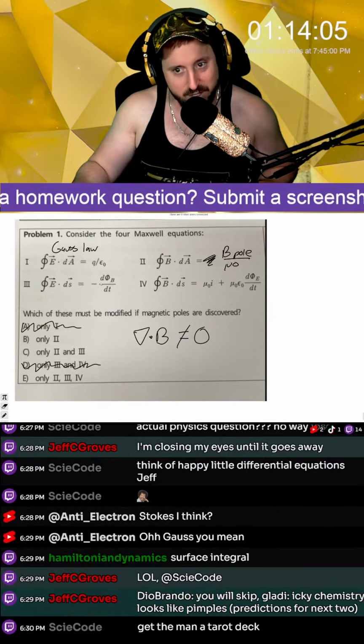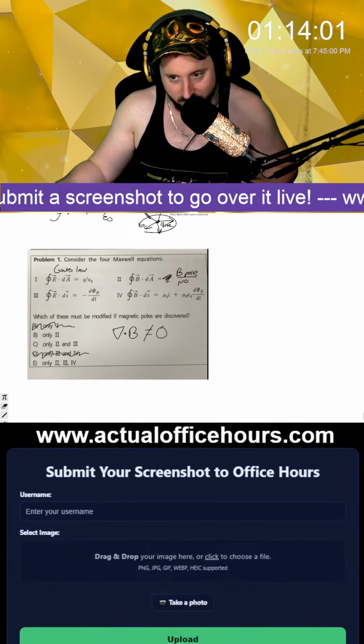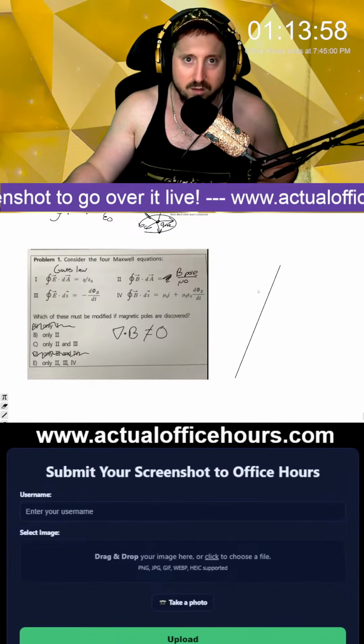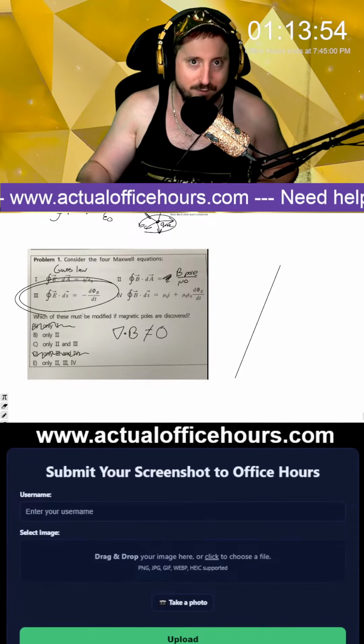I'm tempted to say 2 only. I don't really know where this comes into play. I know B dot ds equals mu naught I has to do with currents. Is the third one Faraday's law? Yes, this is Faraday's law.